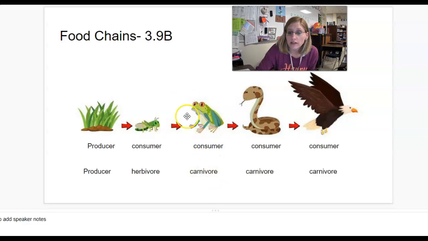Carnivore. This one right here is a carnivore. So we're just going to say carnivore, which only eats meat, which eats that grasshopper. This snake is also just a carnivore, which only eats meat. And then this eagle is only a carnivore, which only eats meat. This carnivore can eventually die because he's the top of the food chain, and he can decompose.